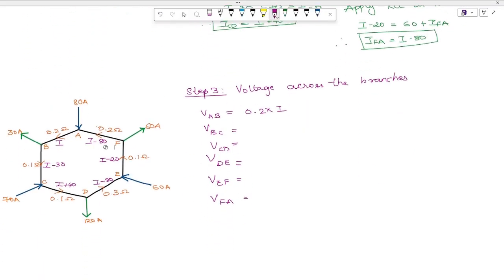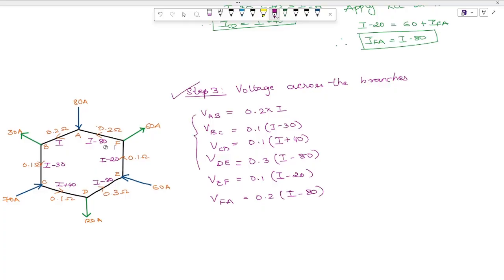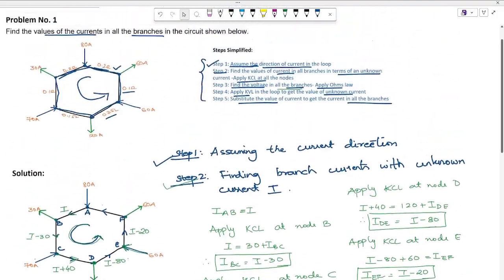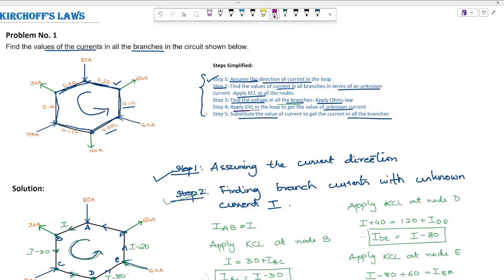Yes. So coming back to VBC, it is 0.1 into I minus 30. VCD is 0.1 into I plus 40. VDE is 0.3 into I minus 80. VEF is 0.1 into I minus 20, and VFA is 0.2 into I minus 80. So we have got the voltages in all the branches. With this, we also complete step number 3. Now what does step number 4 say? Step number 4 says we need to apply KVL in the loop to get the value of this unknown current.